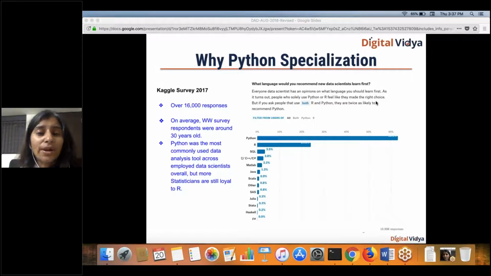And last year, in the survey, they asked several questions to the data scientists. Again, you can go read up the survey, it's available there. And the key question which all of you as aspiring data scientists have was put to them: what language would you recommend new data scientists learn first? And the very, very clear answer they gave is Python.